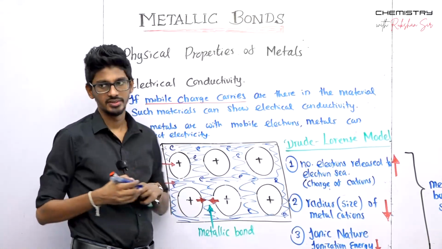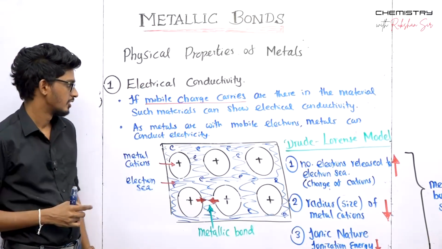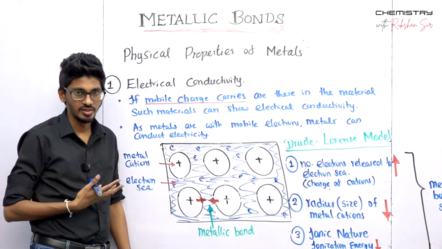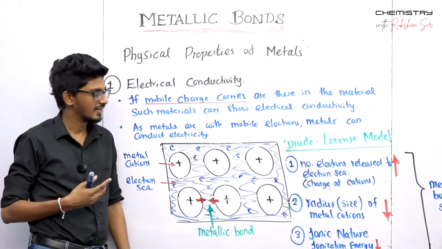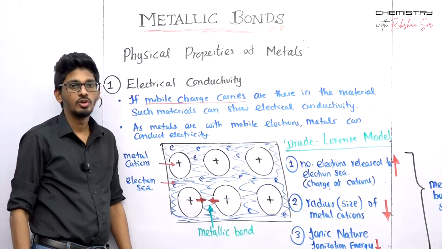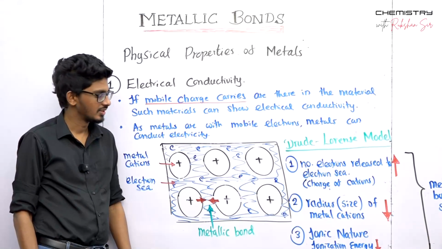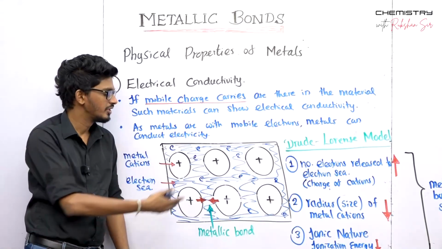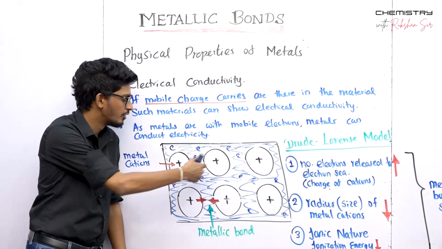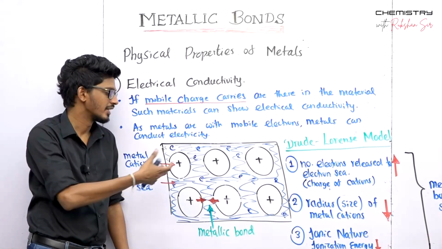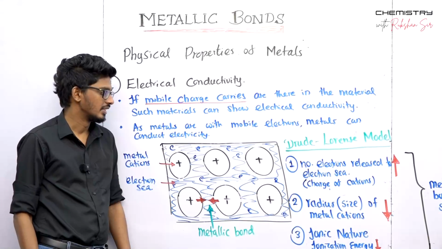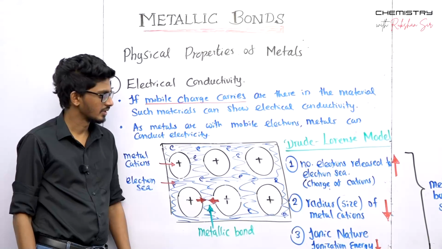The idea is simple as that. Metals are able to conduct electricity. We know that, and we can explain that physical property with the use of this Drude-Lorentz model. In the Drude-Lorentz model, you see the sea of electrons, mobile charge carriers, appearing. So we can think of conductivity even with the use of this model.